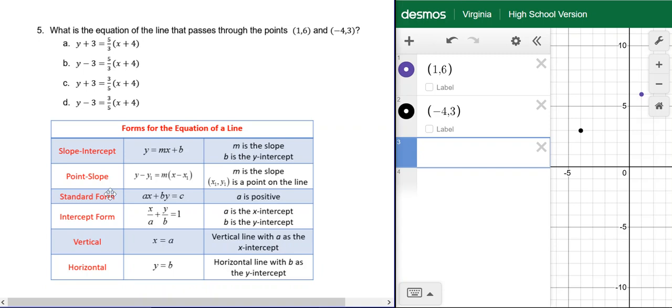So right here, the slope-intercept form is y equals mx plus b, where you have the slope and the y-intercept, you plug those in, and you have it. But it doesn't look like that's the form that I have here. The second one is the point slope form. That looks like what it is. So it's actually a pretty easy form.